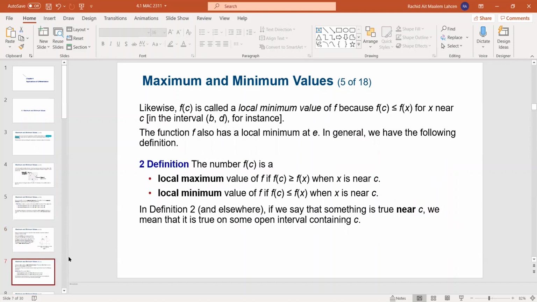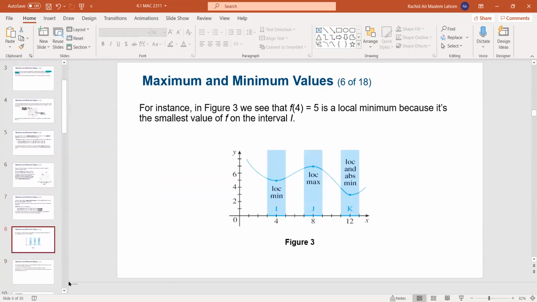We can describe the local maximum values in a similar way. It's just that here we say near c. We don't say over the domain, but near c is the value that we compare to, right? And here is a sketch. Here you have a local minimum. Here you have a local minimum and absolute minimum. So this is the absolute minimum.